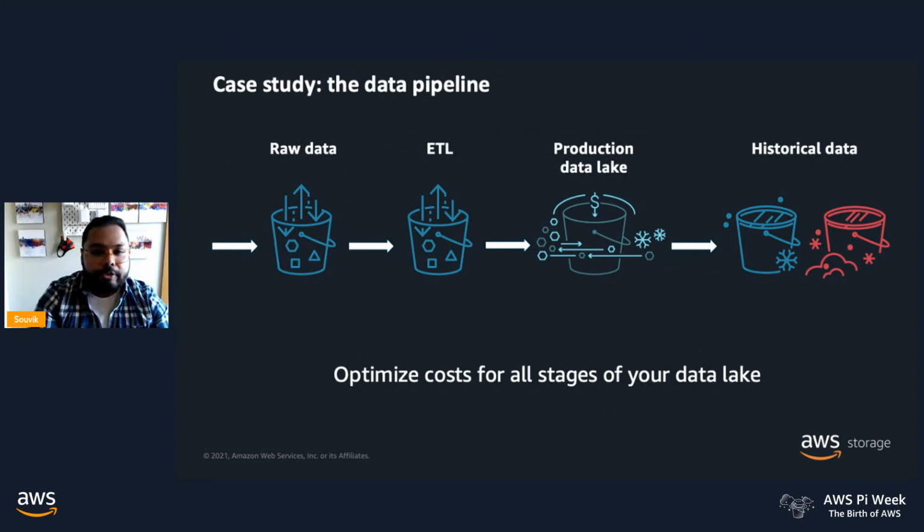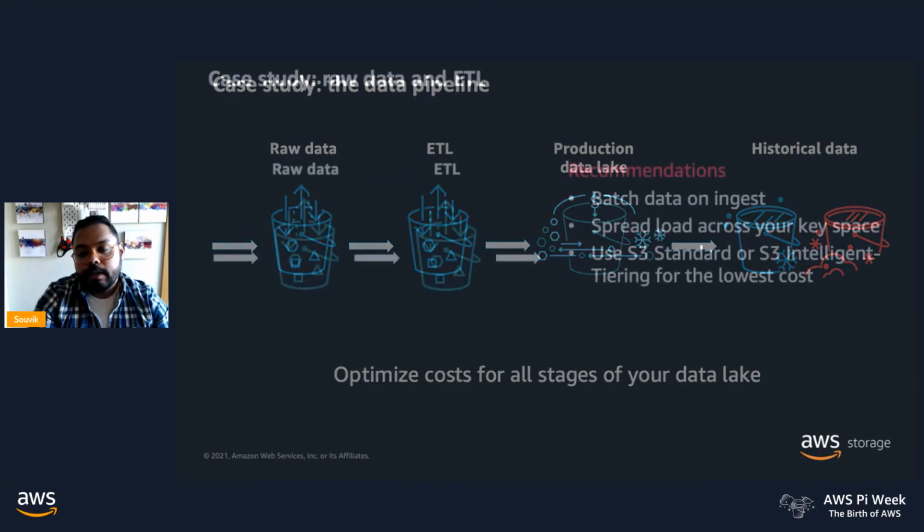Now, from the S3 point of view, first they load raw data from their Kinesis stream, transform it, and then make it available for their business analysts to query in their production data lake. They keep this data around for long periods of time as historical data. We want to take a look at how this customer optimized for both cost and performance for each of these stages.